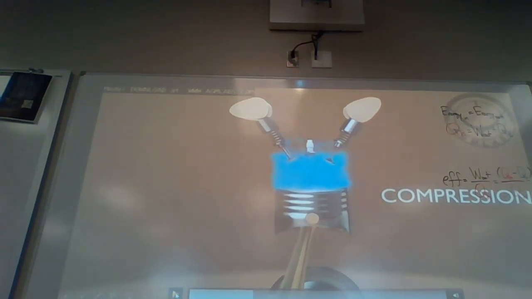What happens to the temperature inside here when it's being compressed? Increases. You remember the fire plunger yesterday? Now, in a diesel engine, this gets hot enough to burn the diesel fuel. But in a regular gasoline engine, it doesn't get hot enough.